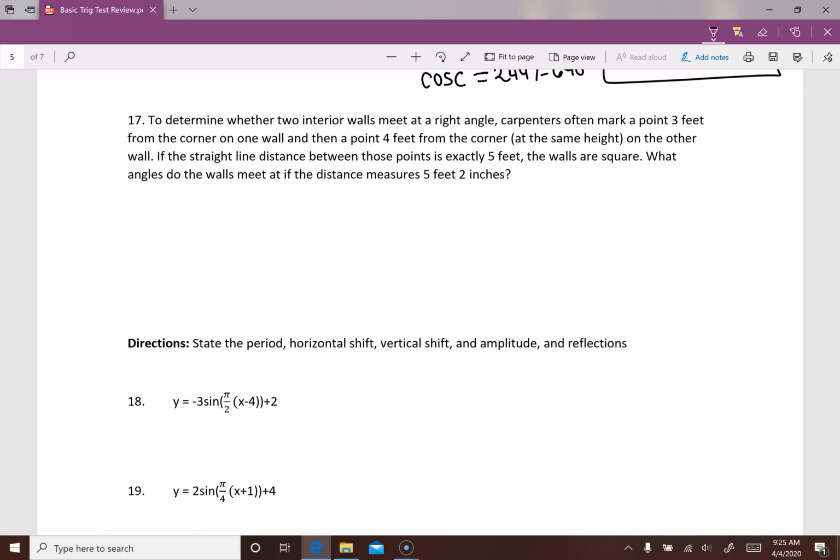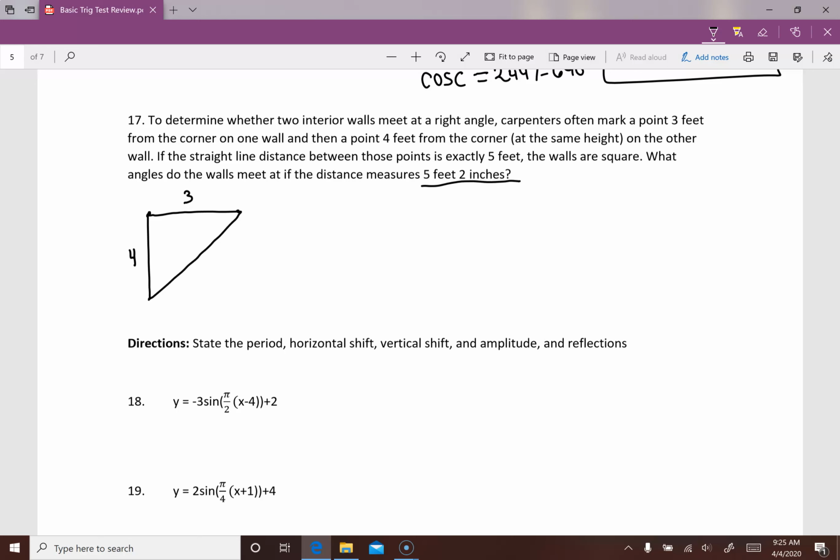All right, number 17, determine whether two interior walls meet at a right angle. People oftentimes mark a point on a wall right in the corner, and they measure 3 feet out this way. They measure 4 feet out this way. Then they find that diagonal length and they hope that it's 5. If it's not, it's not a right angle. Here we measure 5 feet and 2 inches, and so this is 5 feet 2 inches right here.